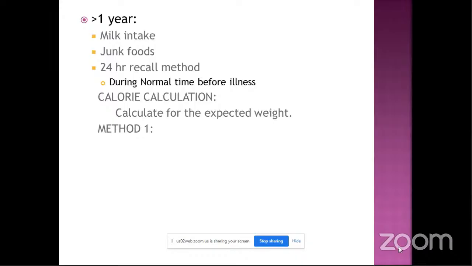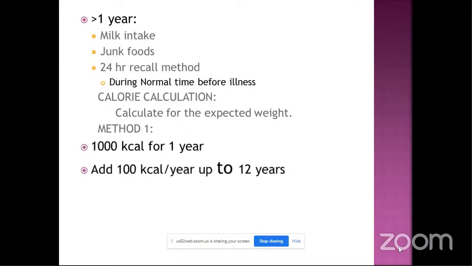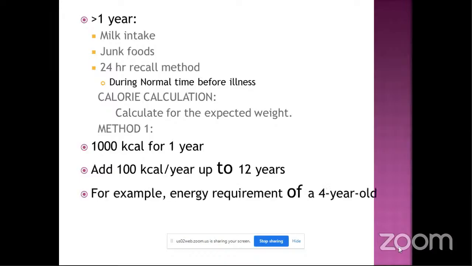We have two methods for the calorie calculation. The first method is with the age, that is 1000 kilocalorie for up to 1 year, and next add 100 kilocalorie per year for up to 12 years of age. For example, I am calculating the energy requirement for a 4-year-old child.